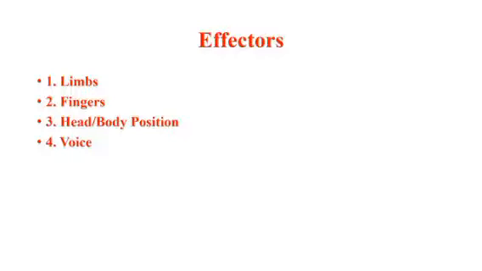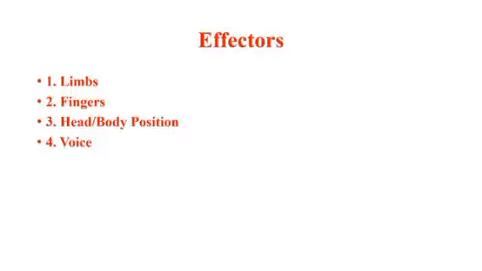Then the second one is fingers. The majority of work on a system is done with the help of fingers, like typing on a keyboard or clicking on a mouse. It is possible only with the help of fingers. Even on a touch screen we are using fingers. Then the third type is head or body position. Sometimes there are systems with lock and unlock using your head and body position. It is an advanced system.